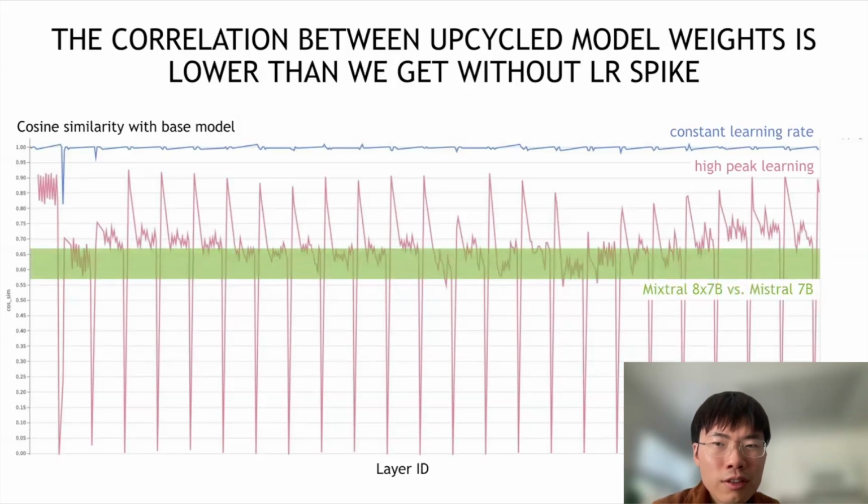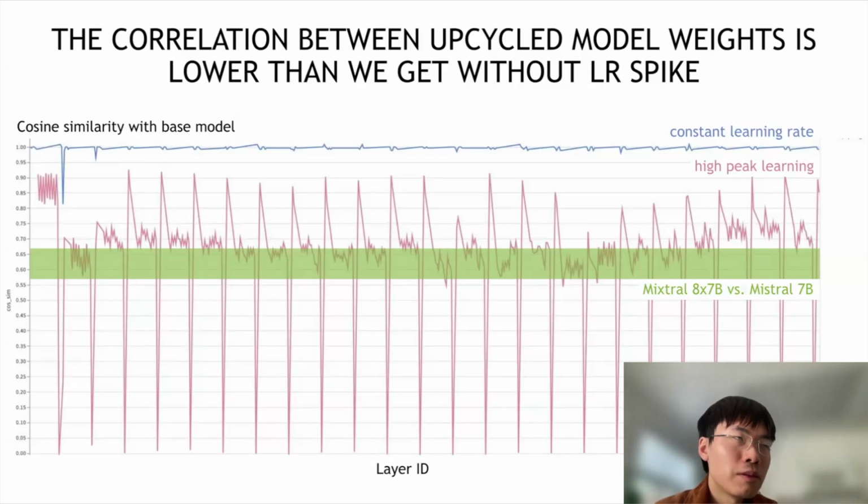So interestingly, we did some analysis between Mixtral 8x7B versus Mistral 7B. Their cosine similarity is also around this area, which indicates they also upcycled with a high learning rate, which is something they didn't reveal at the beginning of their model release.